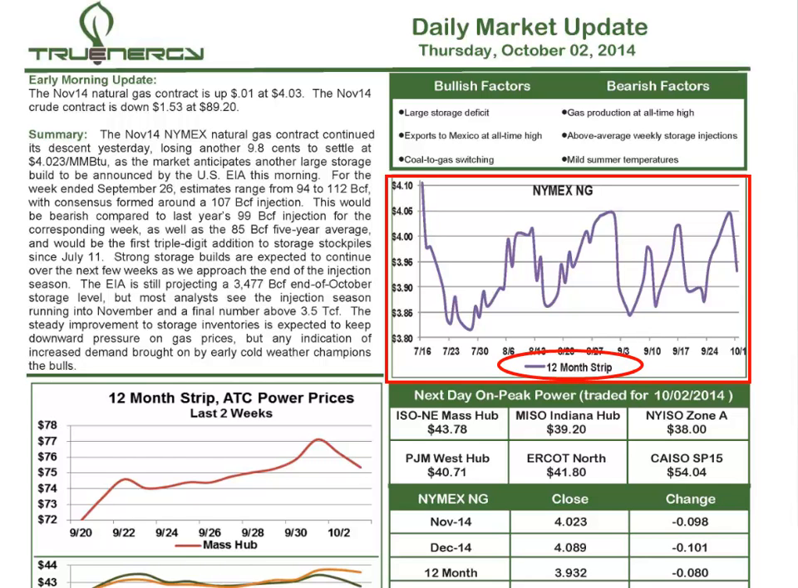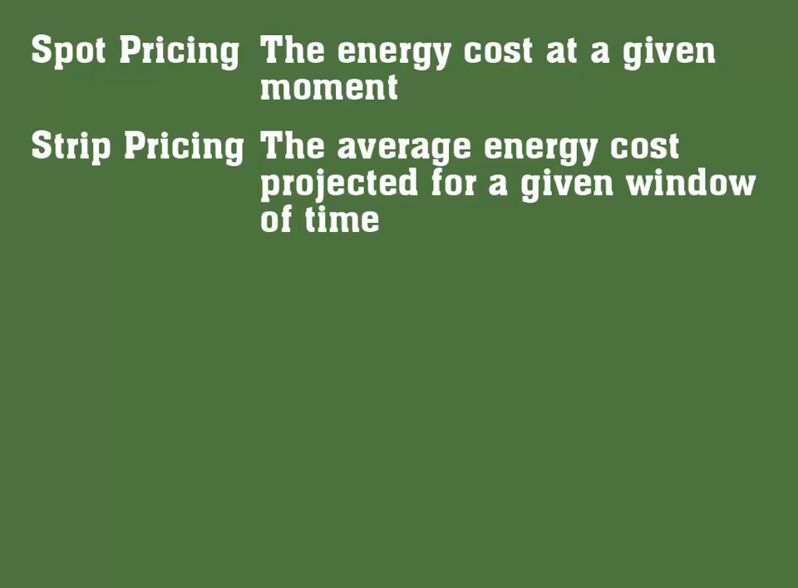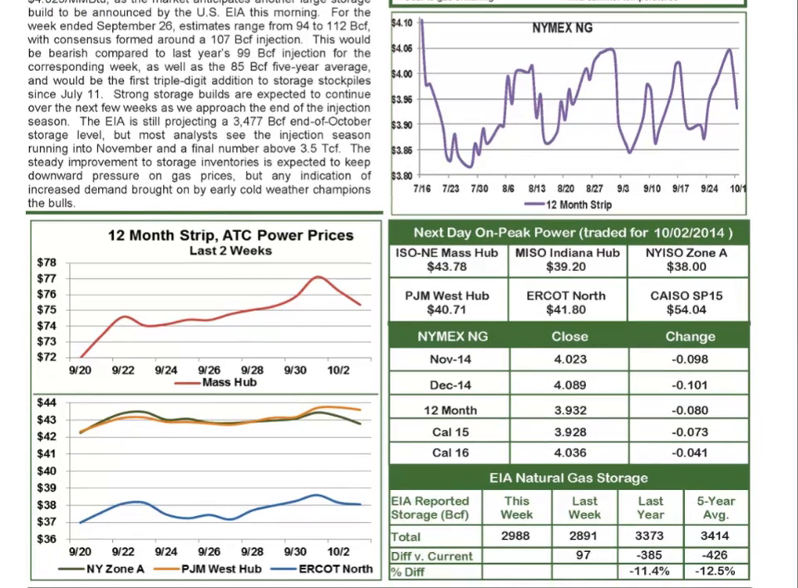And this is going to get into the difference between strip pricing versus spot pricing. Spot pricing is the energy cost at any given moment, right at that 1 second. Strip pricing, on the other hand, is going to be an average energy cost projected for a given window of time. In this case, it was 12 months. So the pricing right now might be a little over $4 per MMBTU. But if we take into account the averages over the entire next year, the price is going to be about $3.95.